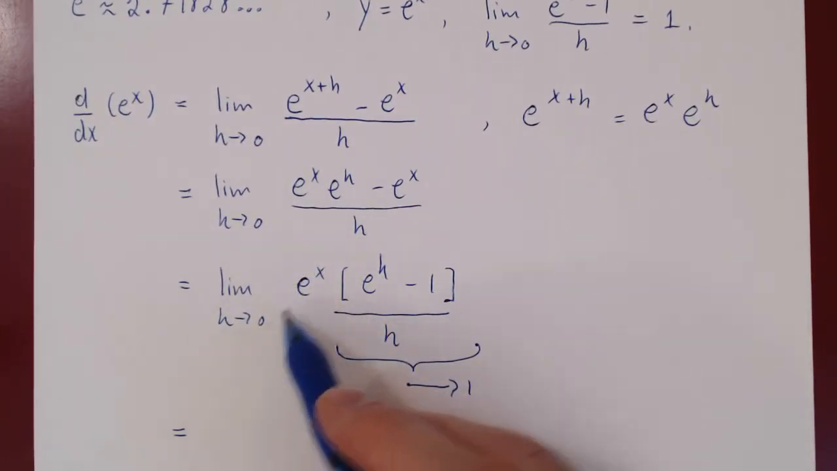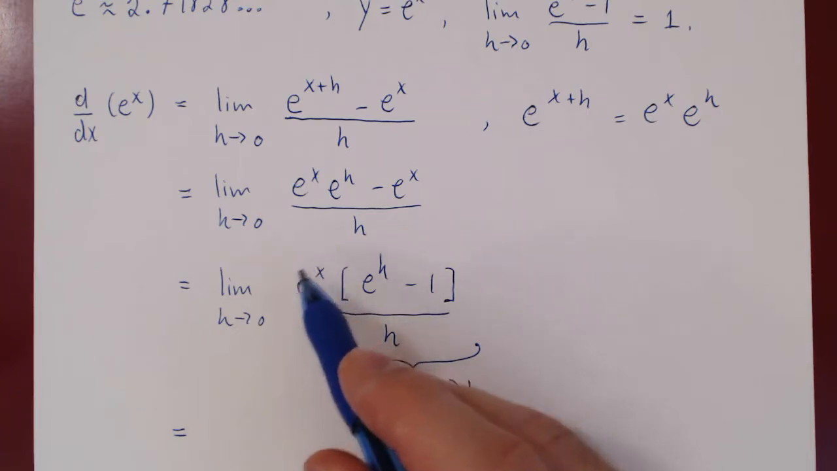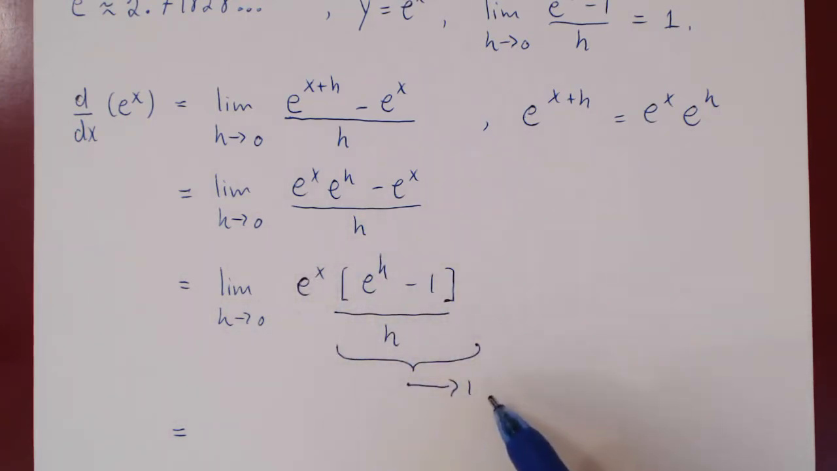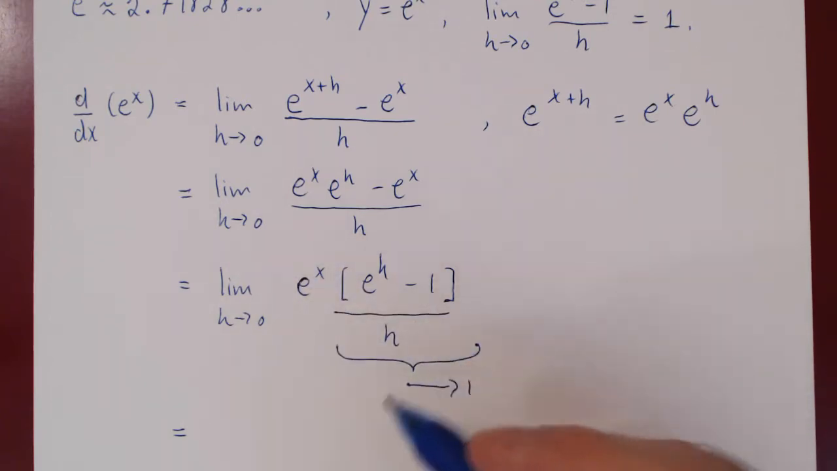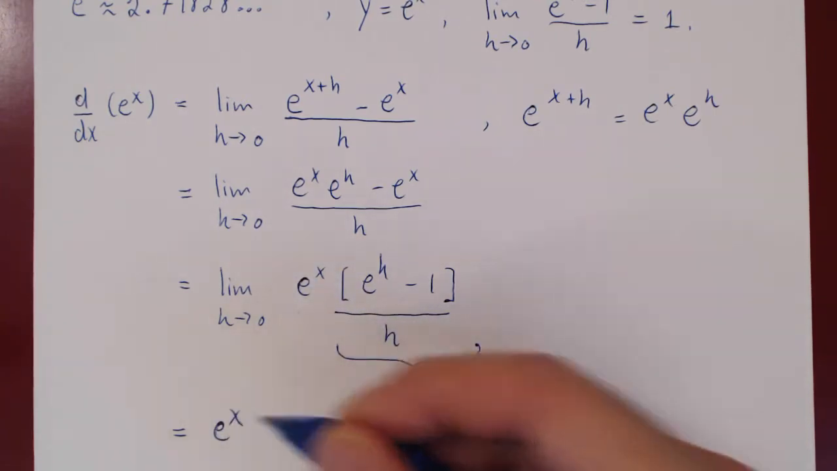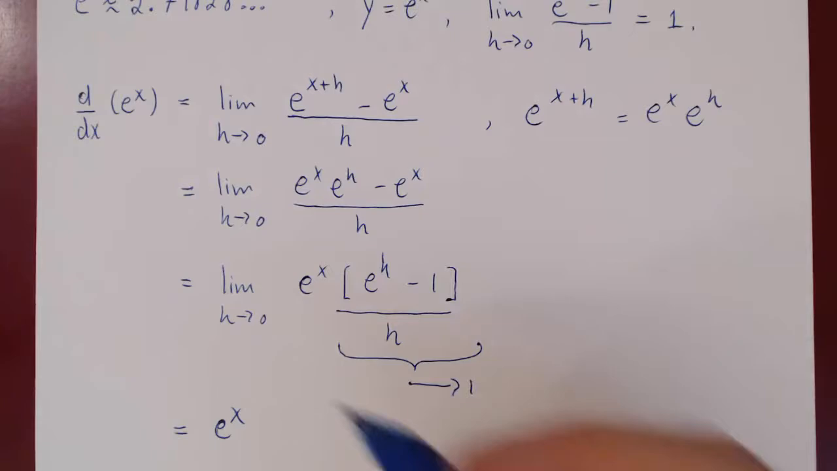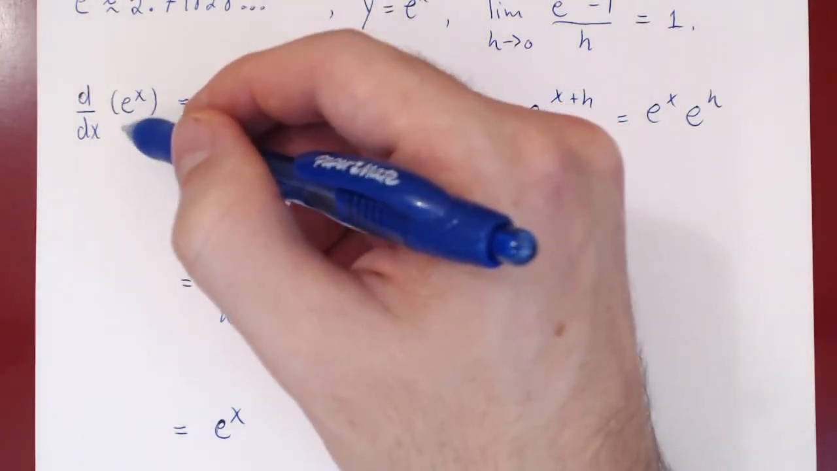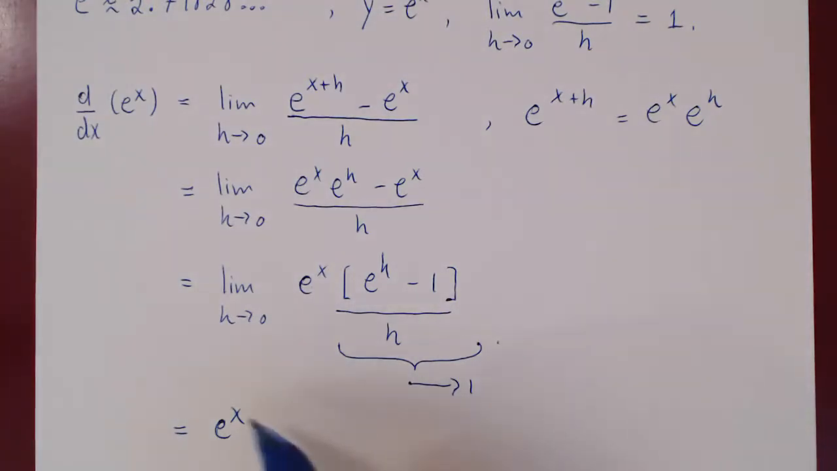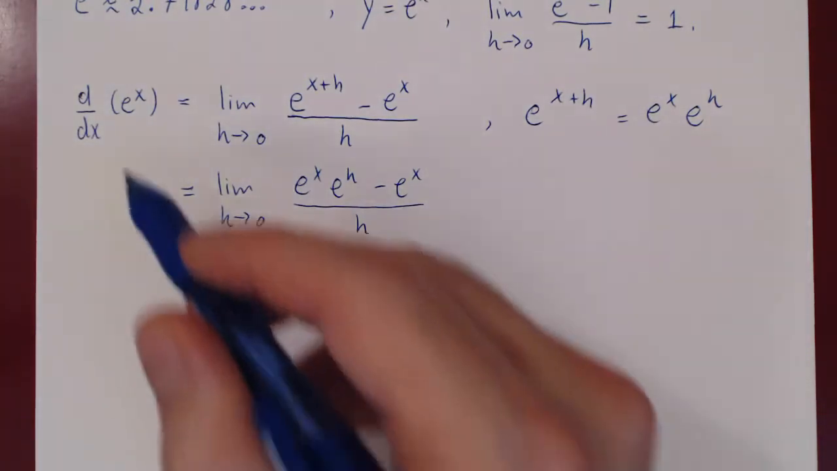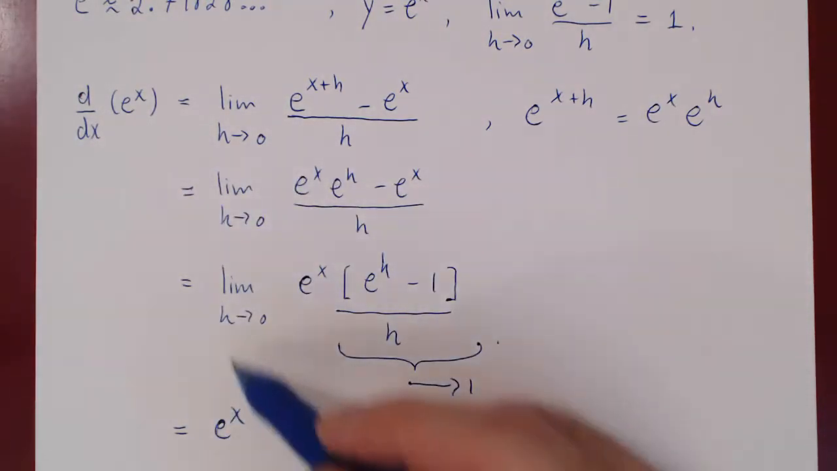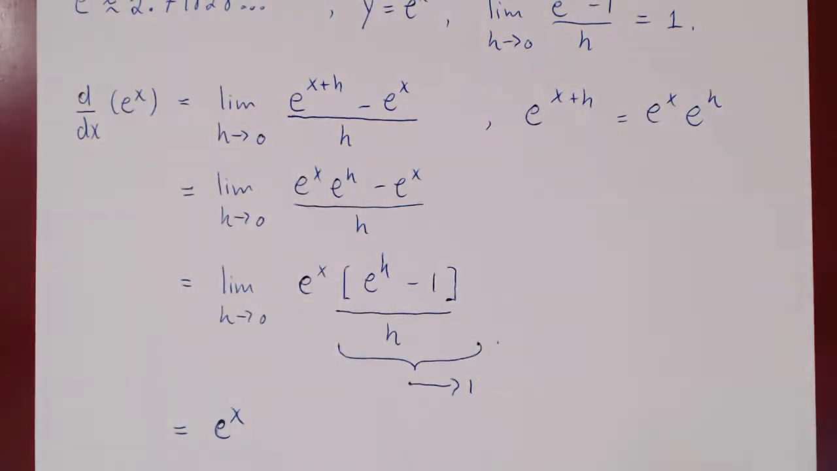As h approaches 0, there is no h here, so this will stay e to the x times this expression which approaches 1. So we'll be left with e to the x times 1, which is e to the x. And look at that. The derivative of the exponential function base e, e to the x, at any value of x is equal to itself. Nothing has happened. So the function is its own derivative.